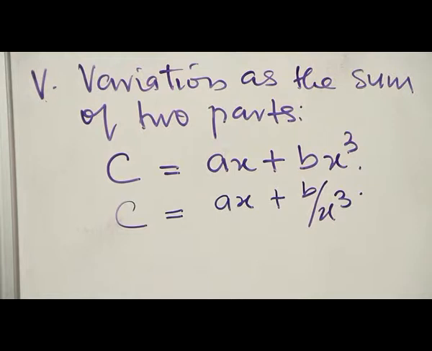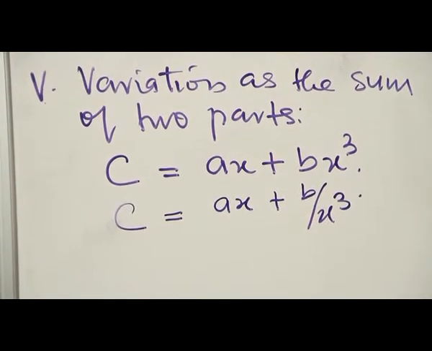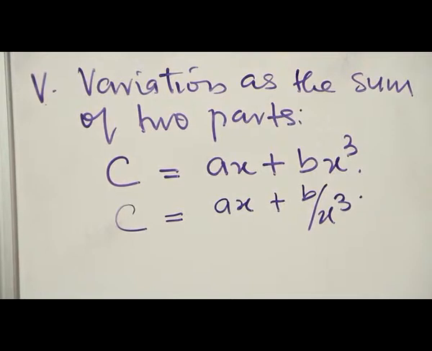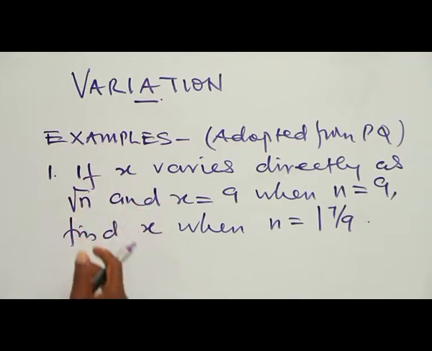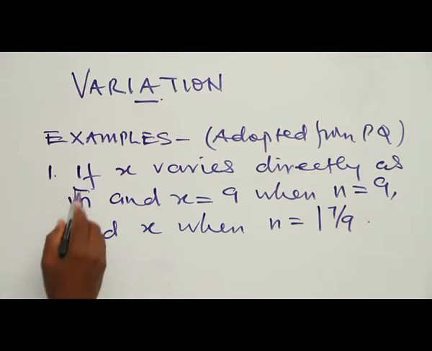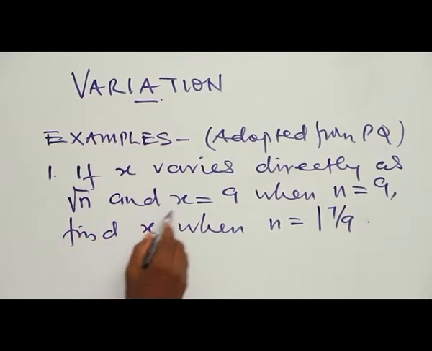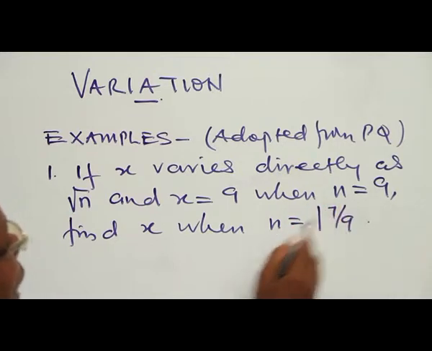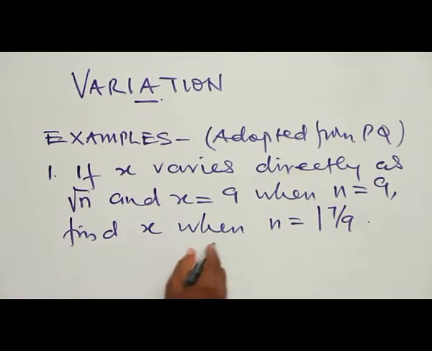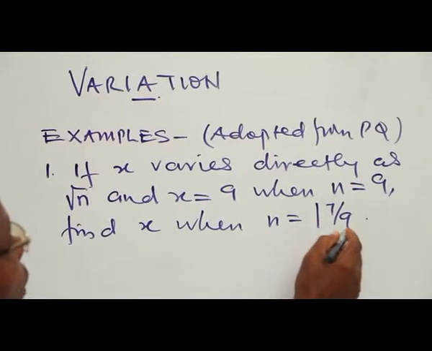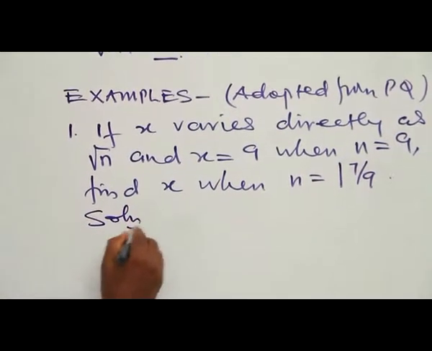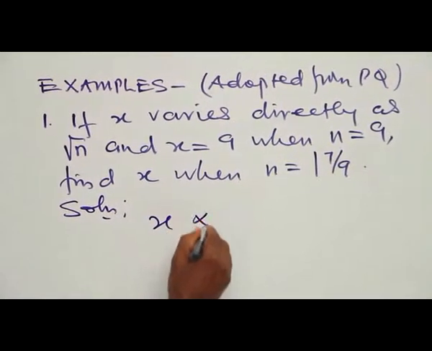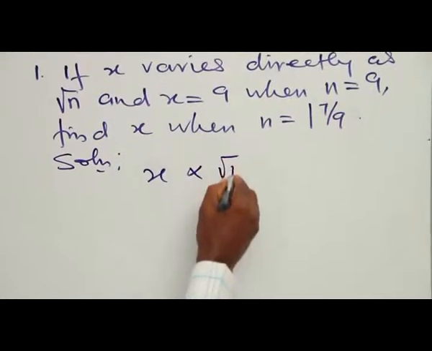We shall now look at direct variation along with inverse variation in terms of problems. Let's take the first example. Most of our examples are adopted from past questions. The first question here is, if s varies directly as the square root of n, and s is equal to 9 when n is equal to 9, find s when n is equal to 1 7/9. Solution. You are told that s varies directly as the square root of n.